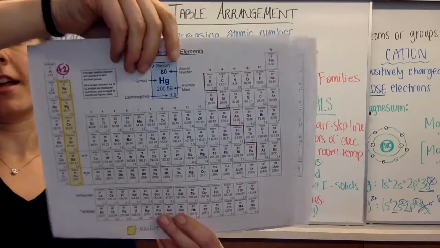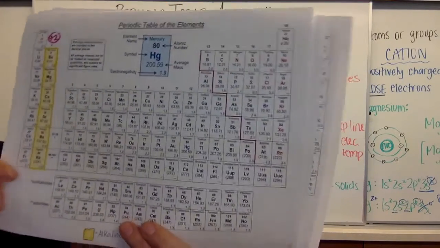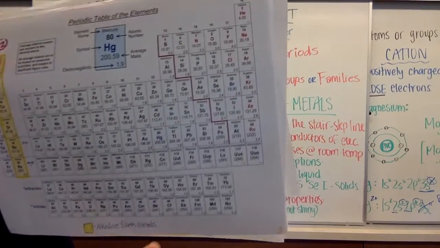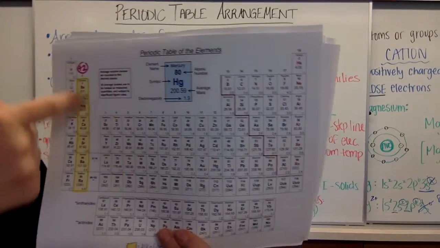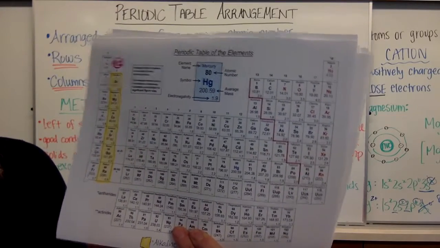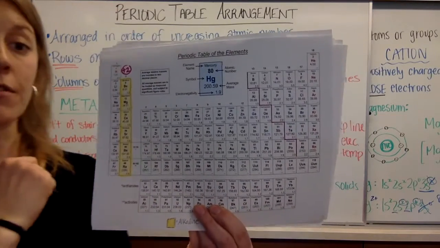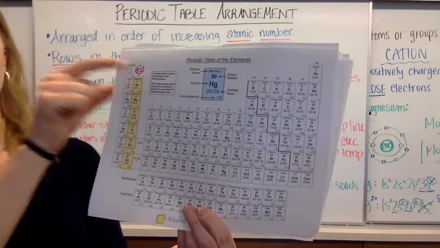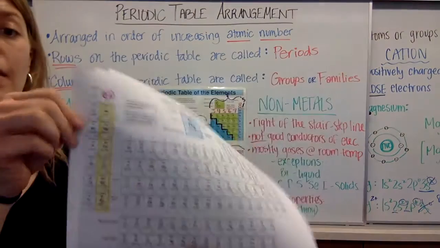Now I've colored in yellow the alkaline earth metals, and you can see the key at the bottom. This is all of group 2. They have 2 valence electrons, and when they lose those 2 valence electrons, because that's easier than gaining 6, they're going to have a +2 charge.